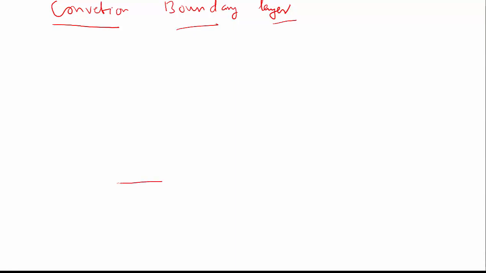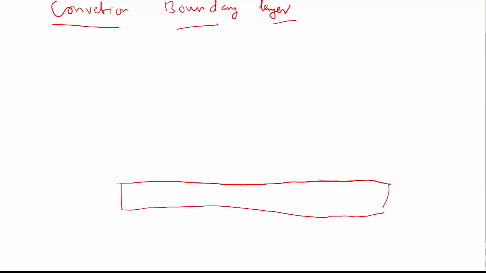What does convection boundary layer mean? Consider a flat plate, and over that flat plate certain air is moved. This is the leading edge of the flat plate. I consider this the y-axis, and the length of the plate I consider the x-axis. Then at the entrance of the plate, the velocity is u infinity.